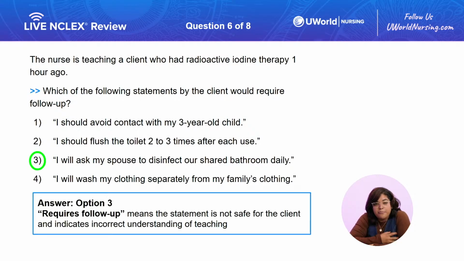Let's see. The correct answer is going to be option 3, guys. Let's look at these statements as true or false. Option 1, I should avoid contact with my 3-year-old child. This is true. I should flush the toilet 2 to 3 times after each use. This is true. And I will ask my spouse to disinfect our shared bathroom daily.